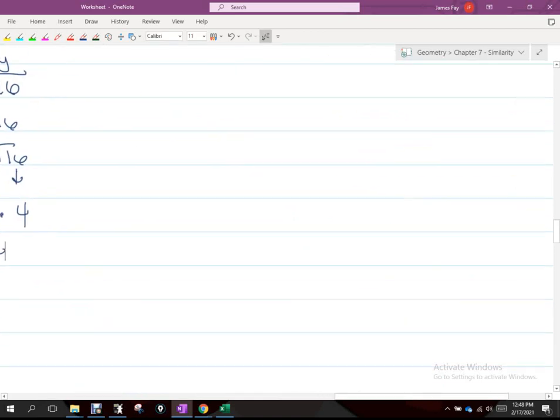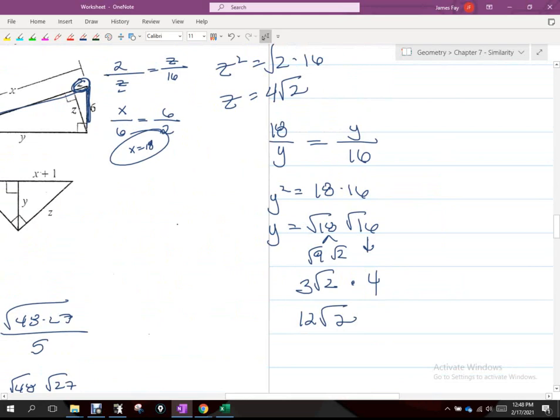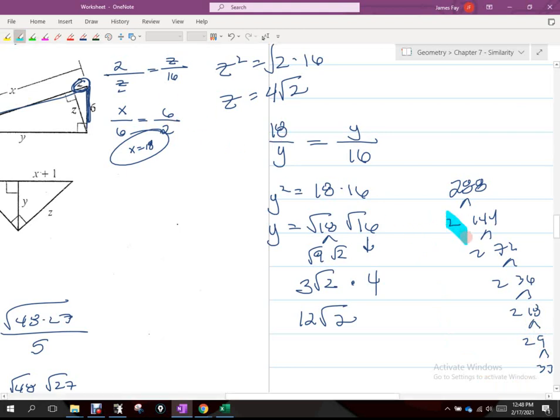Okay? But like I say, you get that 12 radical 2 a different way. If you go 18 times 16, 288, and say, well, that's 2 and 144, that's 2 and 72, that's 2 and 36, that's 2 and 18, that's 2 and 9, that's 3 and 3, and say, there's a group of 2s, there's a second group of 2s, so 2 times 2 comes out as that 4 right there. Does that make sense? Okay. This group of 3s is that 3 right there.